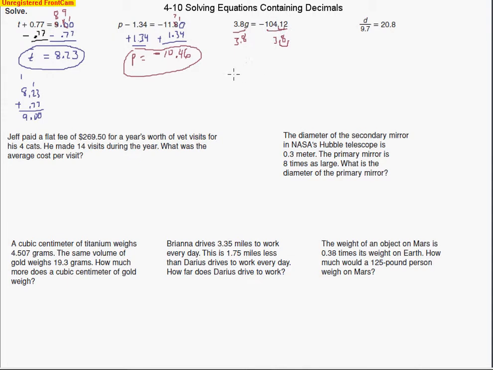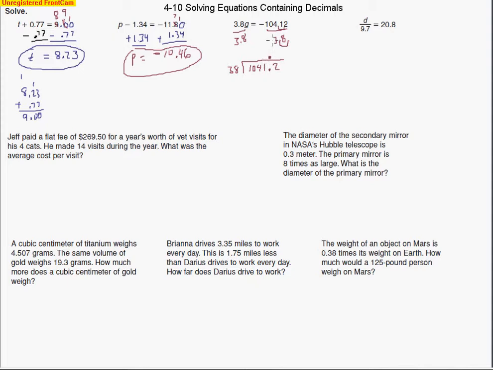And so now I've got 38 into 1,041 and 2 tenths. Bring that decimal point straight up. So a couple things with division and decimals you have to remember is always think about where that decimal point is and always bring it straight up into the quotient.